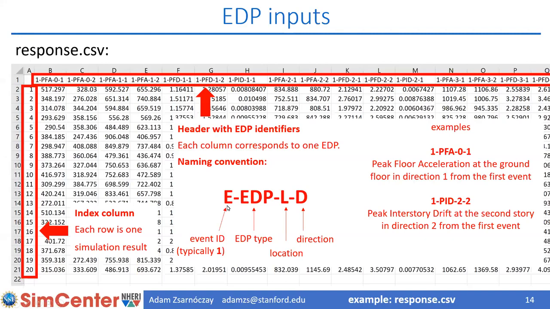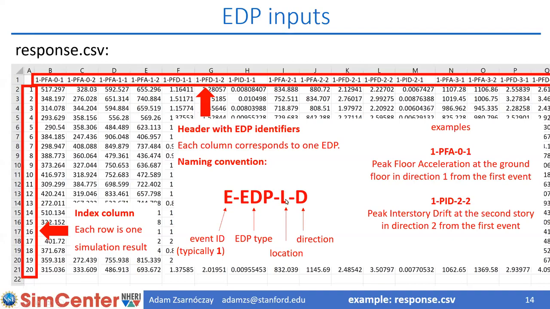We are preparing for the time when we will run multiple events that are happening consecutively. Think about fire following earthquake or an aftershock after the main shock. In such cases, you might have 1 for the main shock and 2 for the aftershock. But in most of your research, I believe you are running a single event. So this is going to be 1. I will talk about the EDP types in a second.